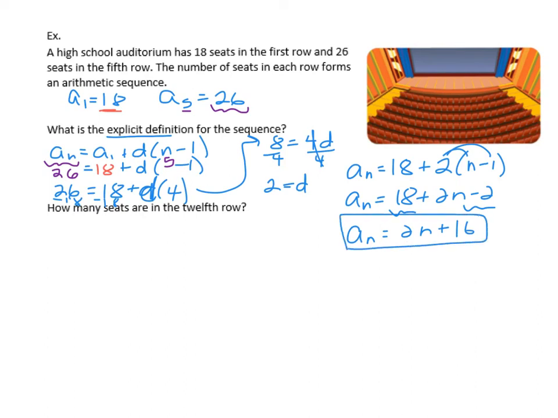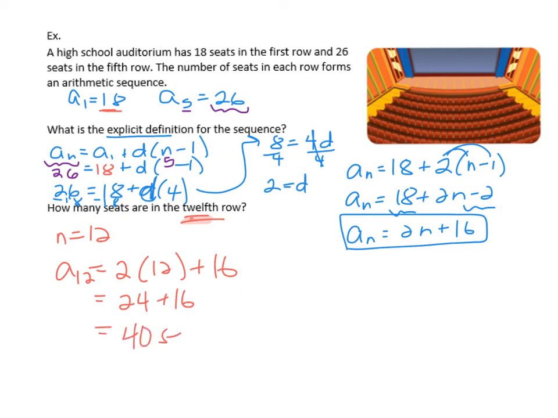And now it wants to know how many seats would be in the 12th row. What that means is that n equals 12. In the 12th row, n would equal 12. So then we would write a sub 12, because we want to know how many seats there are in that row. 2 times 12 plus 16. Well, 2 times 12 is 24, and 24 plus 16, there are 40 seats in that row.